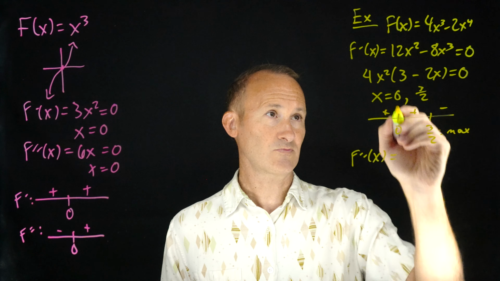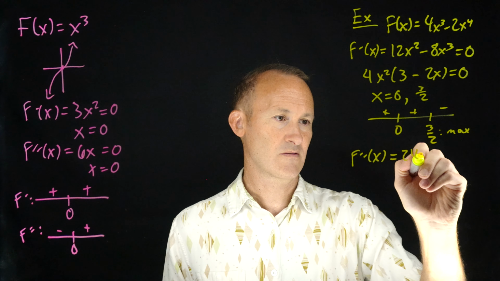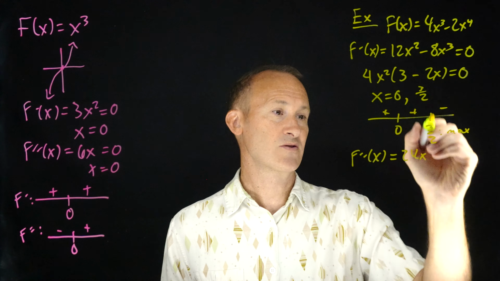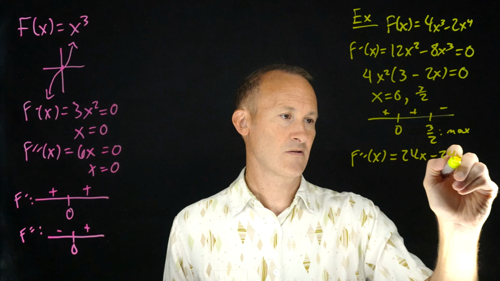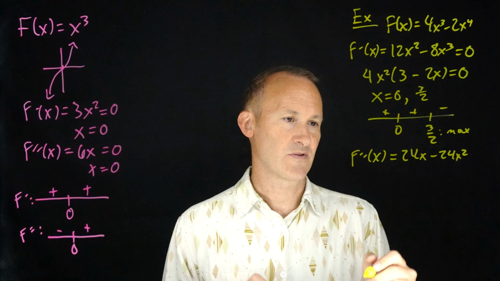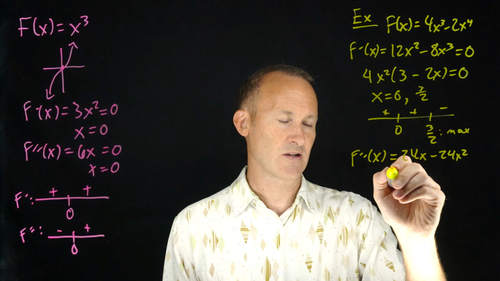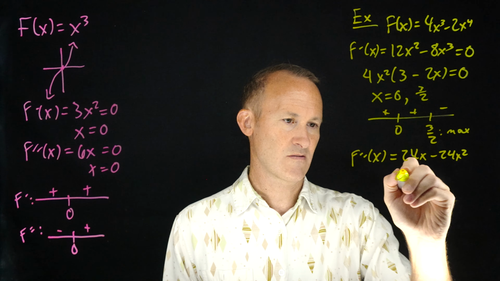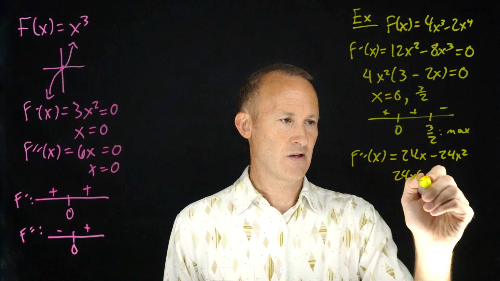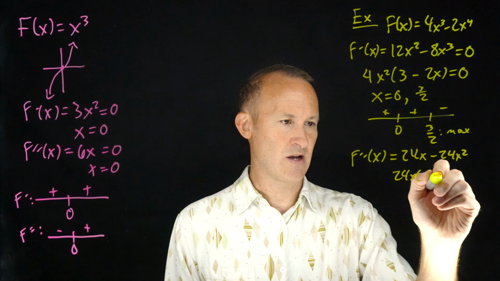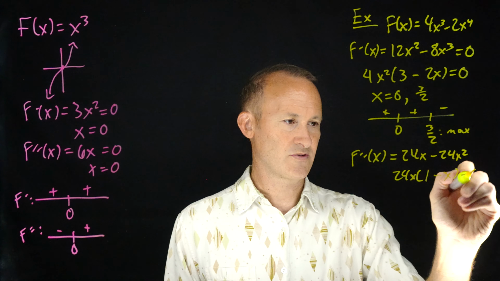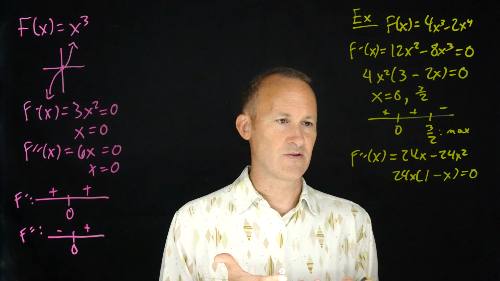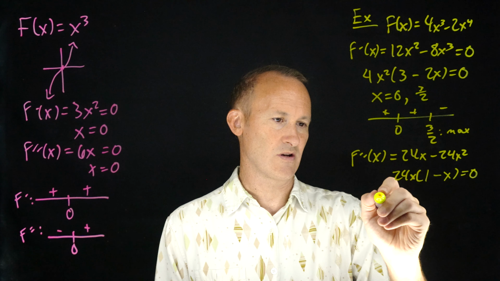Okay, so we get 24x minus 24x squared. That's interesting. So how do we deal with that? Well, we can factor out a 24x. And so we can say 24x, and then we'll be left with 1 minus x equals 0. And so we can see that we do get 2 points of inflection here.